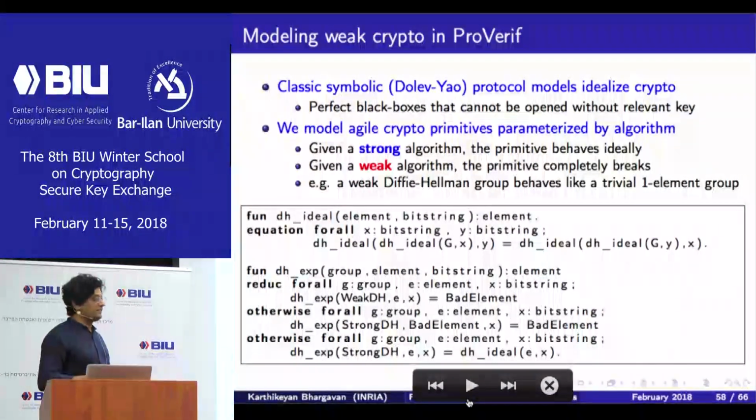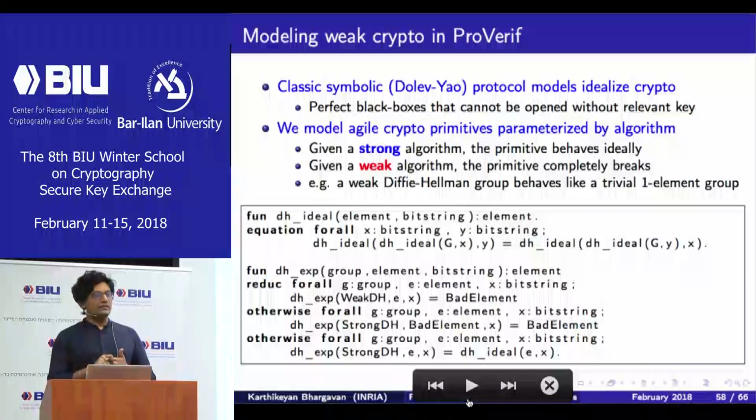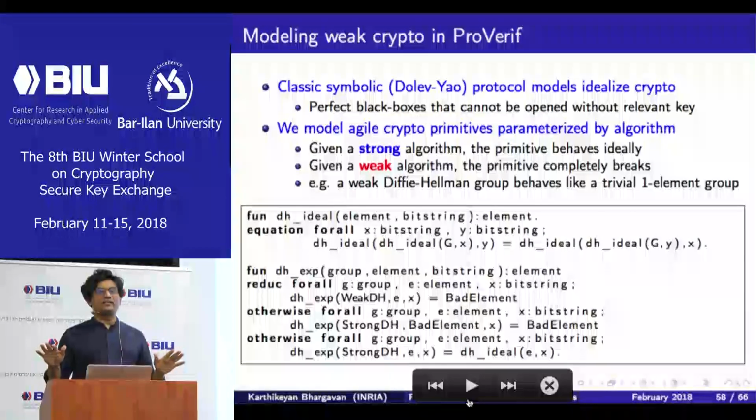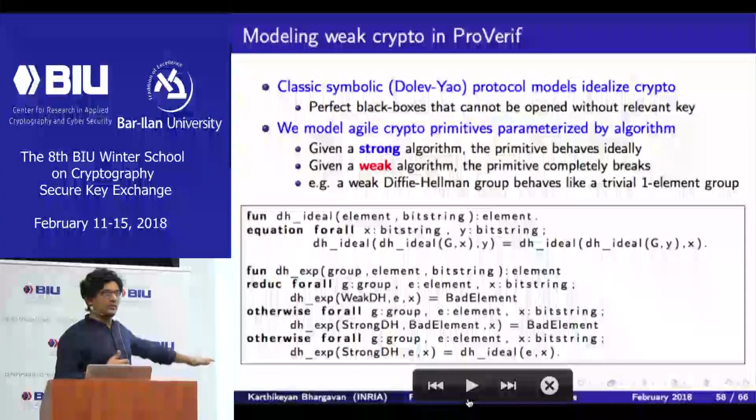Finally, the bottom case is a good case. If you're giving me a strong Diffie-Hellman key, and we are using a strong Diffie-Hellman group, and you're giving me a good element, then Diffie-Hellman exponentiation behaves as expected. So in most cases, we want to be in the third case. In most protocols, we want to be in the third case.